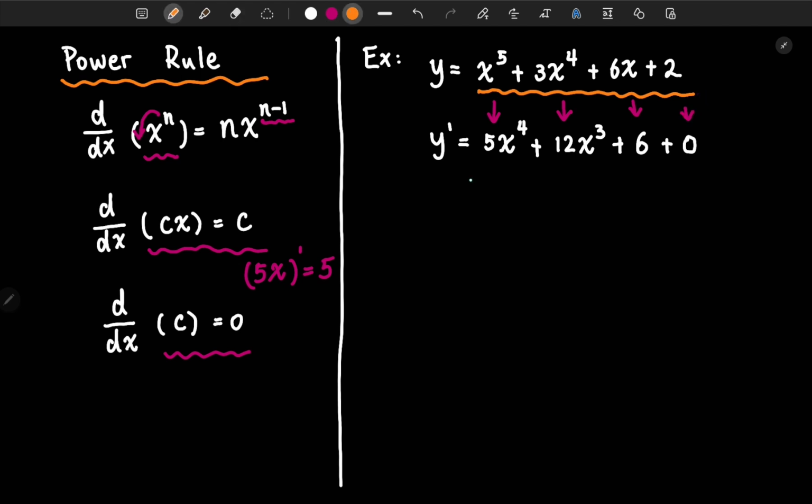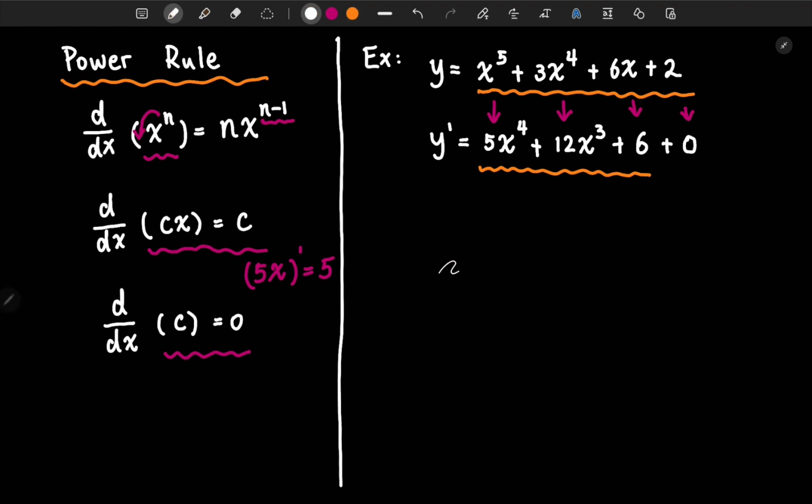And now you've done the calculation. The derivative of y is going to be 5x to the fourth power plus 12x to the third power plus 6. And this is how you use the power rule.